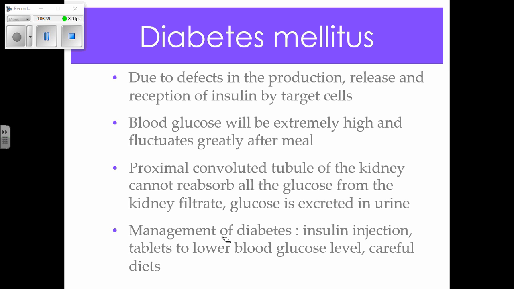What it means here is that sometimes the pancreas fails to produce insulin or release insulin, or maybe sometimes the body cells cannot receive the insulin. There is a fault on many sides. Now, in the diabetes case, blood glucose will be extremely high and it will fluctuate greatly after a meal actually, you can see.